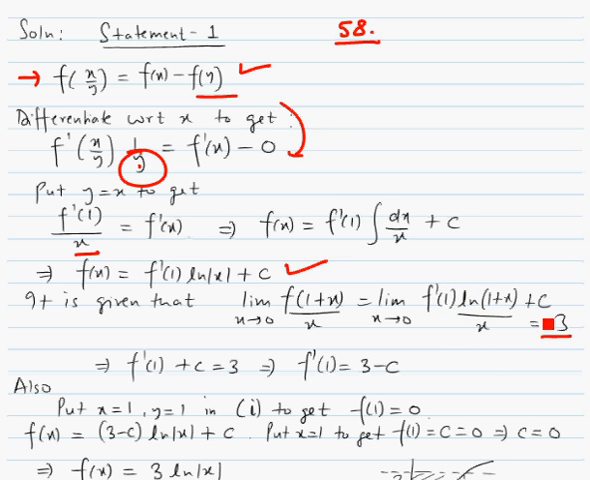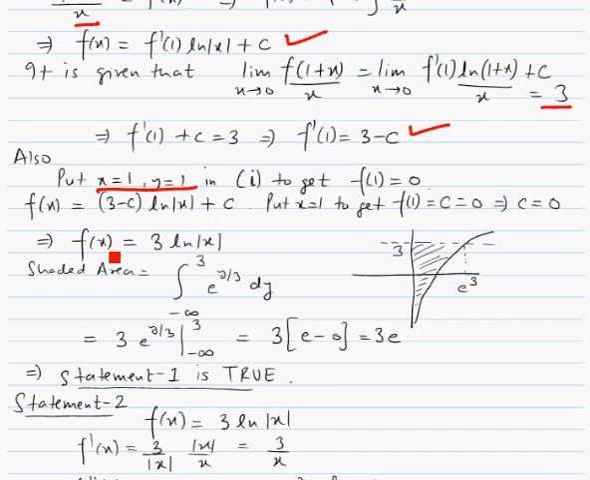What we get is that this limiting value is 1. So we get f dash 1 equal to 3 minus c. And if we put x equal to 1 and y equal to 1 in this property, we get f(1) equal to 0, since this becomes f1 minus f1, that is 0. Using f(1) equal to 0, we can find the value of c. Putting x equal to 1, what we get is c equal to 0. So now this is the f(x) function: f(x) is 3 into log of mod x.